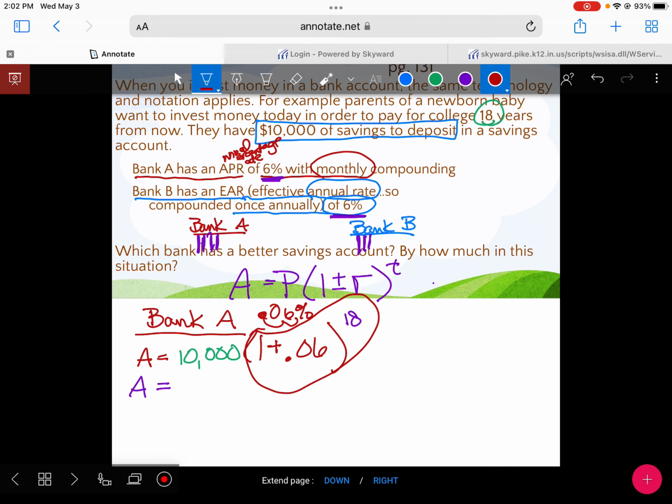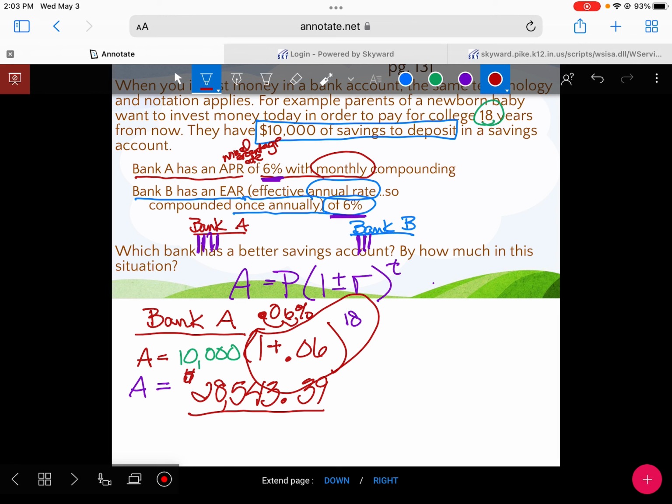Who's got an answer for me? Be bold. Come on. $28,543, and don't forget that 39 cents. All right, that's what we get for Bank A. $28,543.39. What do you think about that? Does that sound good if you just leave it in there and let it work? Don't add anything to it? It's not bad. More than doubled, right?